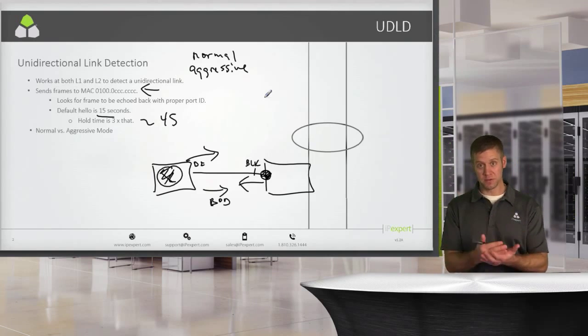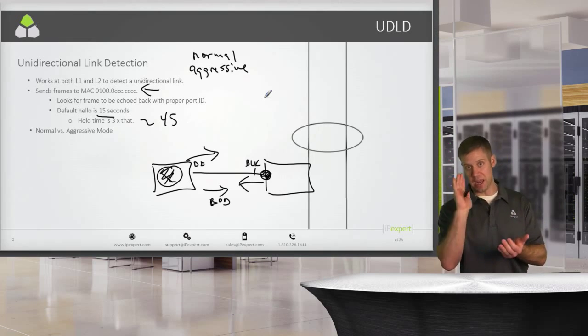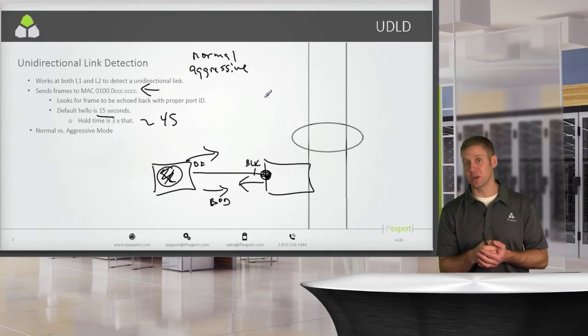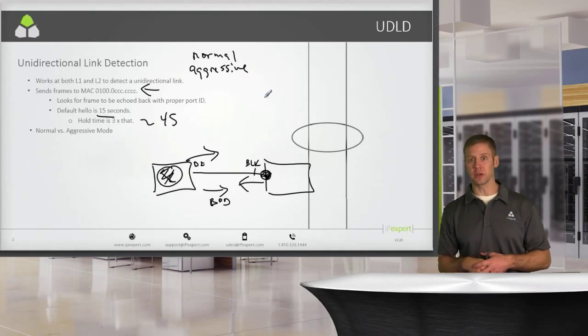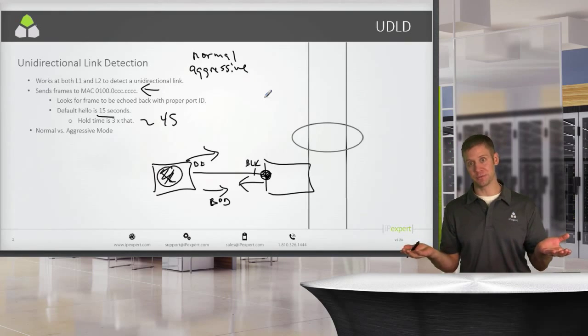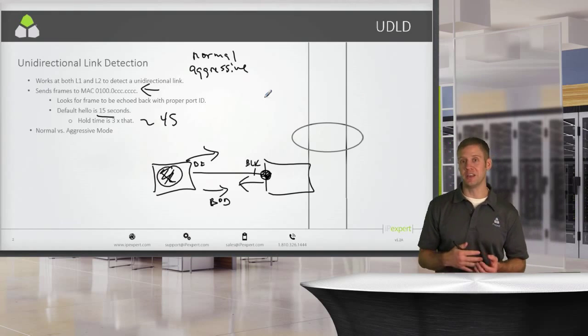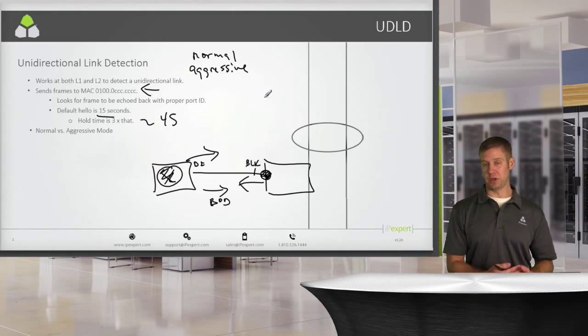So basically 15 seconds, we miss a frame, we send out 8 in succession every second trying to reestablish that neighbor adjacency. If we don't get anything back, boom, link goes down, upper layer protocols can go ahead and converge. So again, aggressive mode is probably the better option in terms of UDLD.